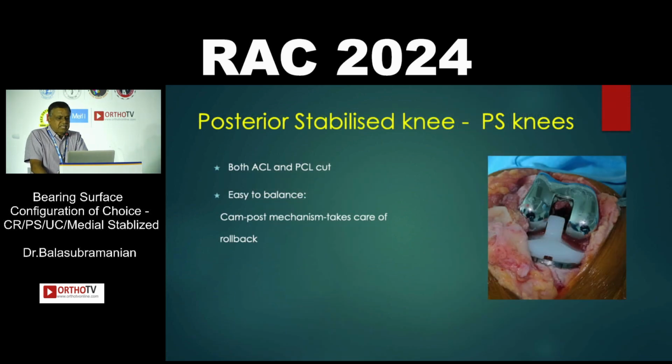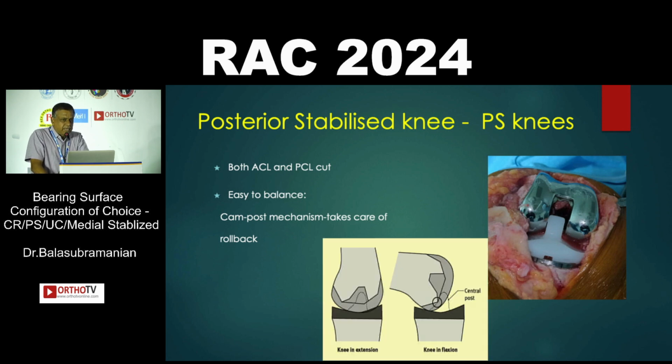So coming to posterior stabilized knee, here both cruciates are cut. It's very easy to balance whatever the deformity, varus valgus. If you cut both the cruciates, it's very easy to balance. And the cam post mechanism takes care of rollback. Especially in deep flexion, there is enforced rollback, which helps in flexion. It's the enforced rollback by the cam post mechanism. There is always predictable flexion. The flexion is, in fact, more than CR knees.